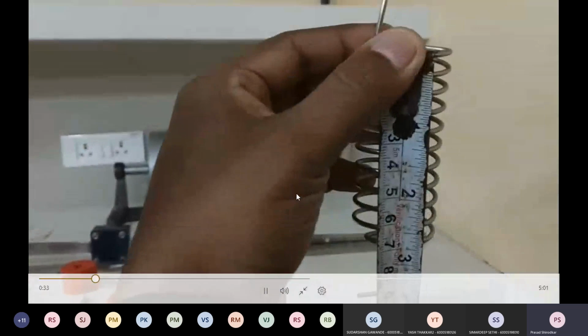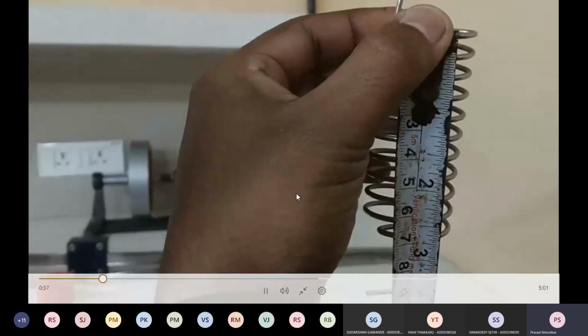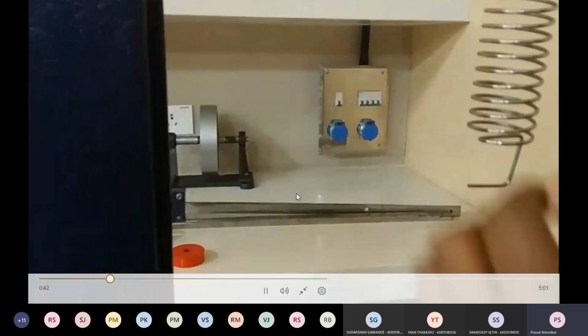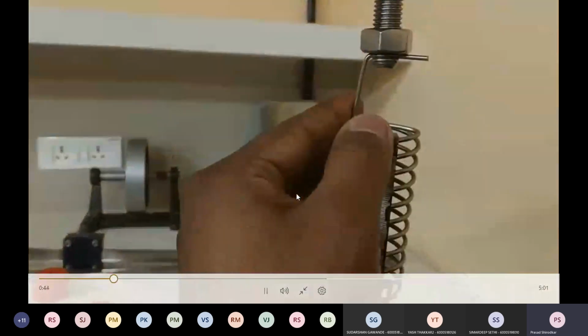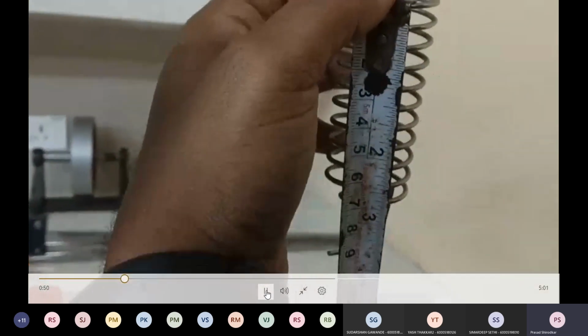So how much is the length? 7. 7 centimeter, no? Meter? 7 centimeter. Alright, so the initial length of the spring is recorded as 7 centimeter.